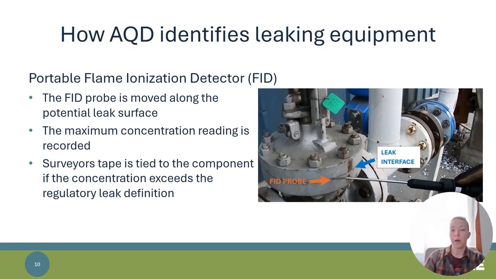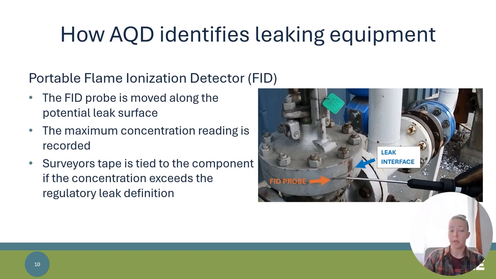Now we're going to talk about how AQD will identify leaks. This slide shows an FID example. The tag component in this picture is a valve, and the FID probe is monitoring the bonnet of that valve. We would also monitor the valve's packing gland and valve stem, which are located in the upper left of the picture, just to the left of that green stamp tag, which is the unique LDAR ID tag for this component.